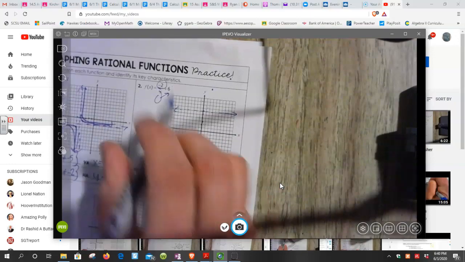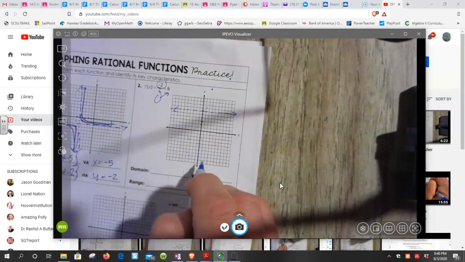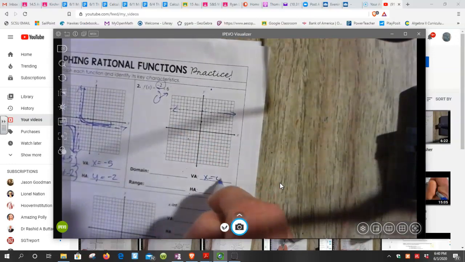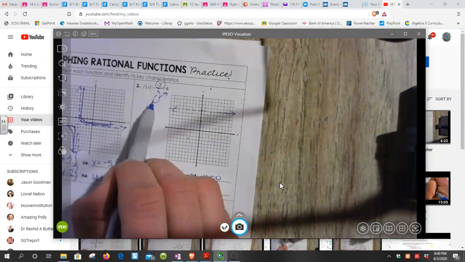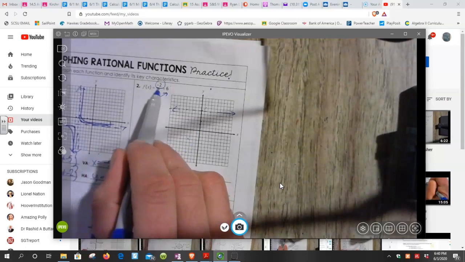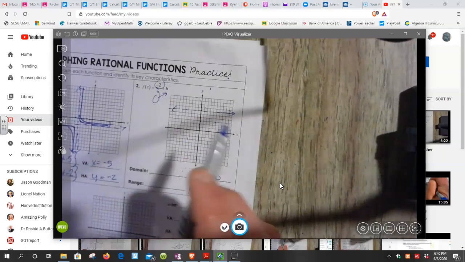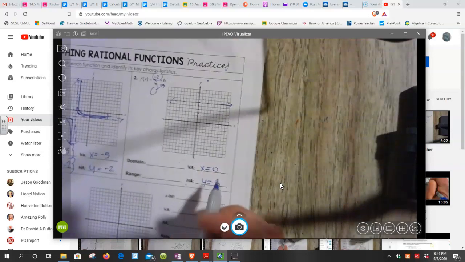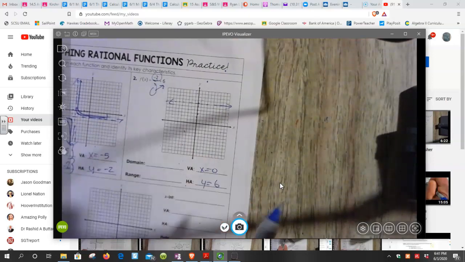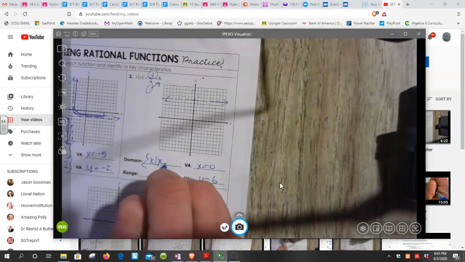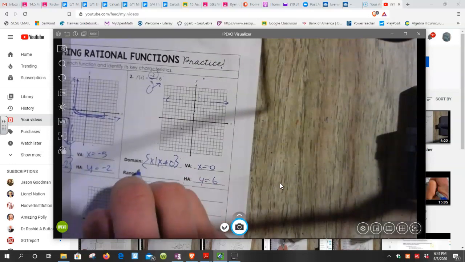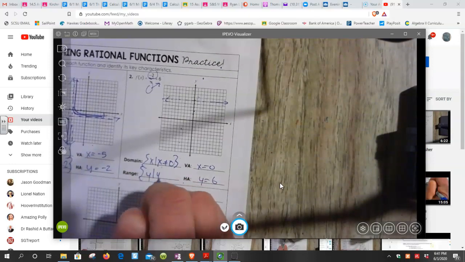Now, your vertical asymptote is going to be x equals 0. What value of x makes the denominator 0? X equals 0. And the horizontal asymptote is going to be 6, because you put in a 0 here and you're going to get 6. So the domain is going to be x such that x does not equal 0, and the range is going to be y such that y does not equal 6.